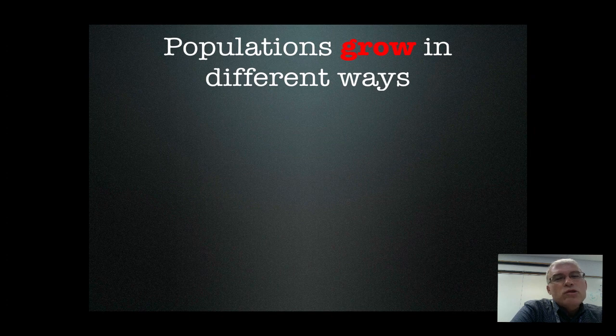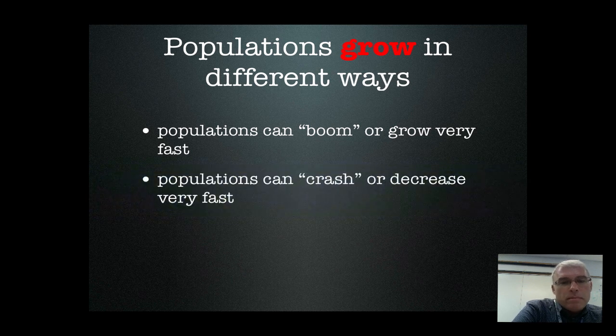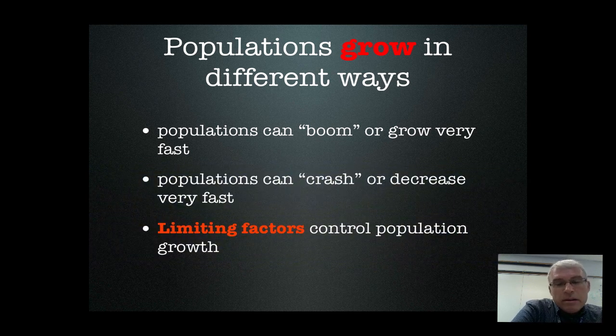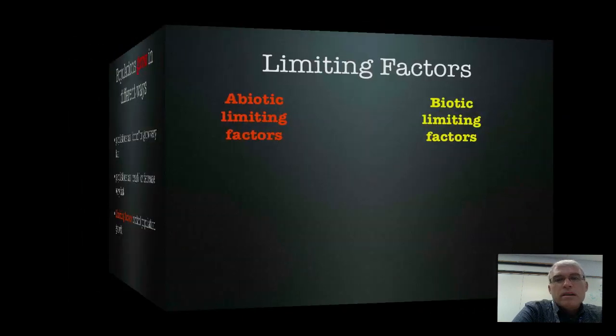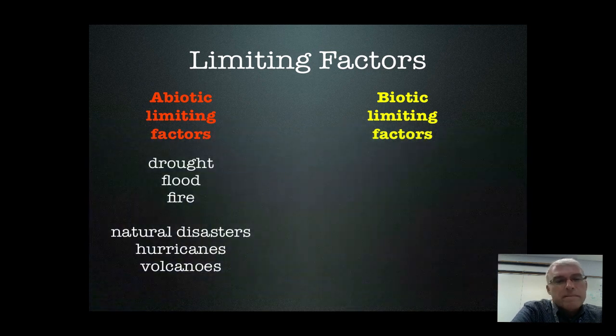Okay, populations grow in different ways, and populations can grow very fast. When that happens, we call it a boom, and populations can also decrease very fast. We call that a crash. And limiting factors are the factors in biology that control when and how much a population can grow. And limiting factors come in two flavors. There's the abiotic limiting factors and the biotic limiting factors. You've seen these words already.